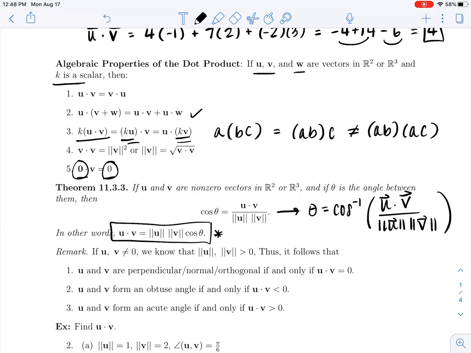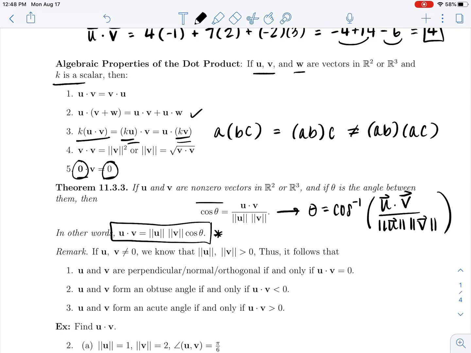A couple more remarks here for some information that the dot product provides us with. If u and v are non-zero vectors, then we know that their magnitude is positive, right? You can't have a negative length of a vector. So as long as they're not the zero vectors, they have some kind of magnitude. So from there, what we have is u and v are perpendicular, also known as normal or orthogonal, if and only if u dot v equals 0.